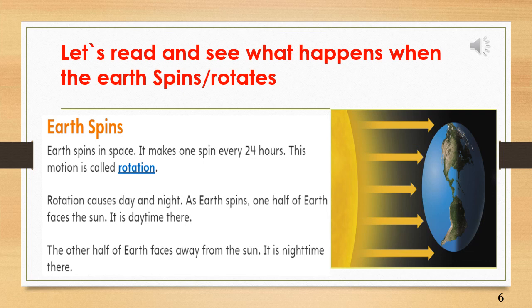As we know, the Earth spins in space. It doesn't stand still. It makes one spin every 24 hours. This motion is called rotation. Rotation causes day and night. As Earth spins, one half of Earth faces the sun, it is daytime there. The other half of the Earth faces away from the sun, it is nighttime there.